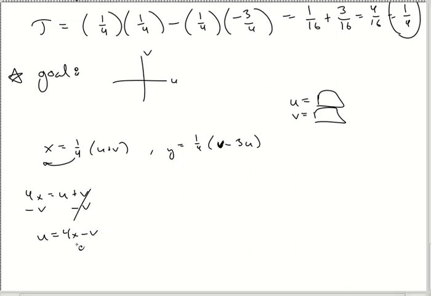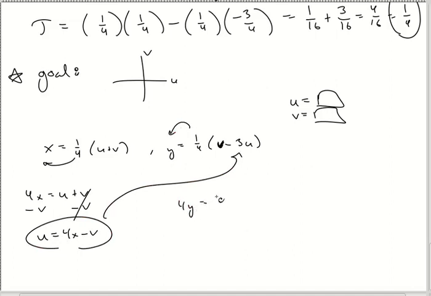All right, so now that we got u equals 4x minus v, let me take that u and plug it in over here. Now, before I do that, I do want to move that over. So I got 4y is equal to v minus 3 times (4x minus v). Let's solve for v somehow. So first off, distribute your negative 3. So 4y is equal to v minus 12x plus 3v.